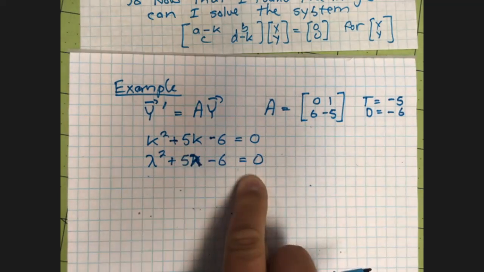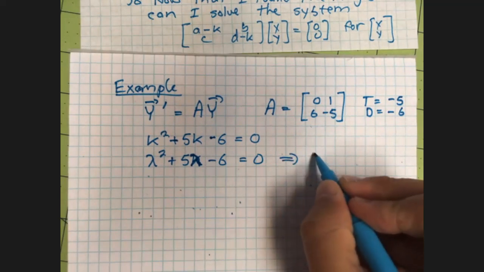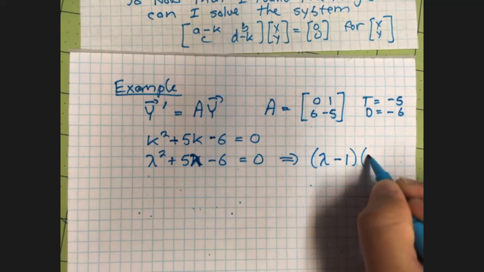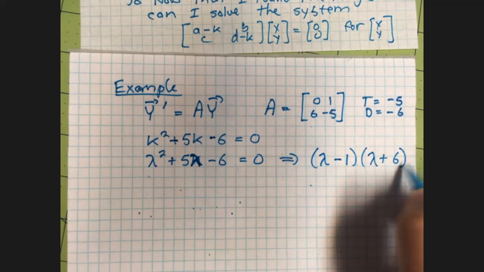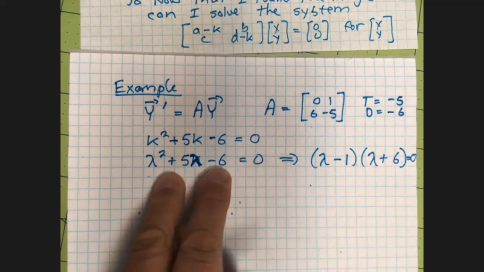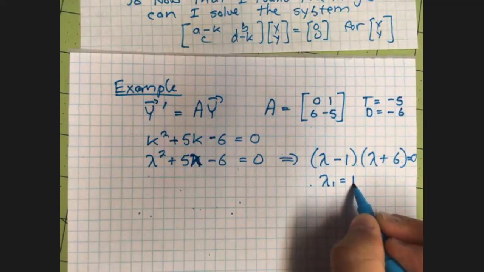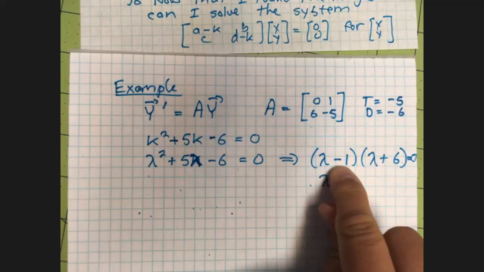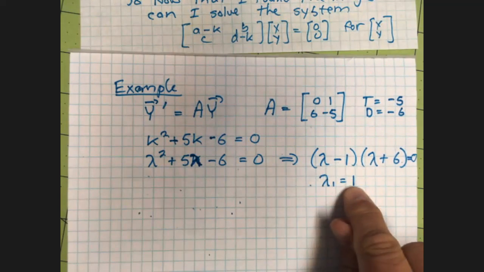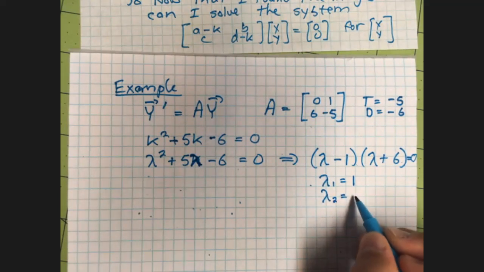Can you solve this? Well, quadratic formula if necessary, but this is something that can be factored into lambda minus 1 and lambda plus 6. You can factor that and see that it equals this. So that means I'm saying lambda 1 is 1. What makes this sentence 0? Lambda minus 1 is 0. Lambda 1 is 1. And my lambda 2, my magic lambda, is minus 6.